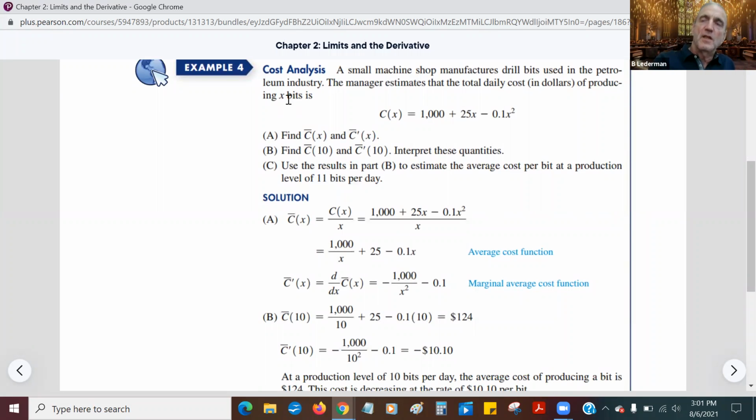Cost analysis. A small machine shop manufactures drill bits used in the petroleum industry. The manager estimates that the total daily cost in dollars of producing X bits is C of X equals 1,000 plus 25X minus 0.1X squared. So find C bar of X and C bar prime of X.